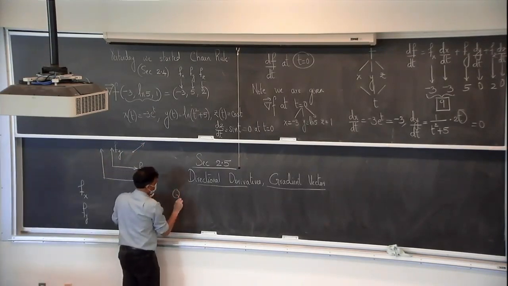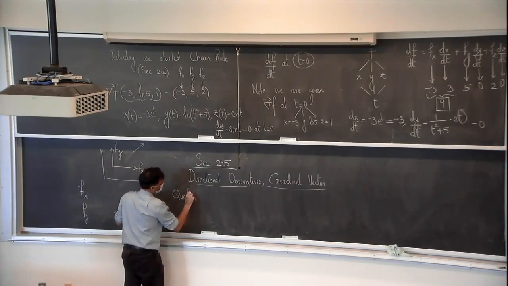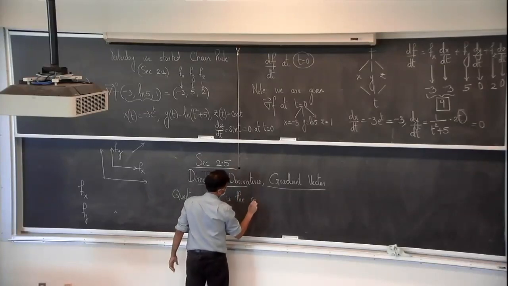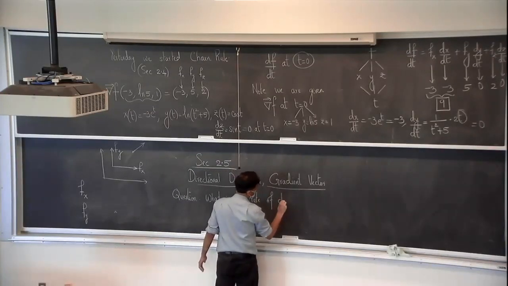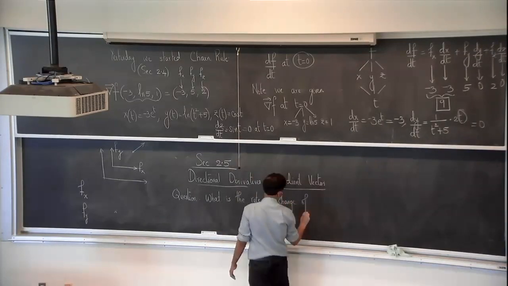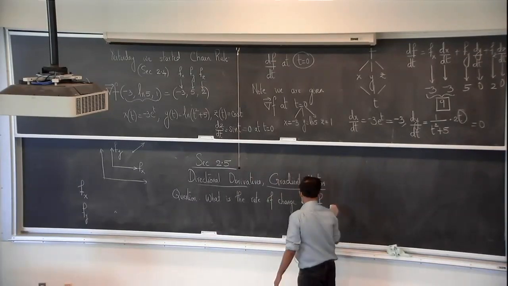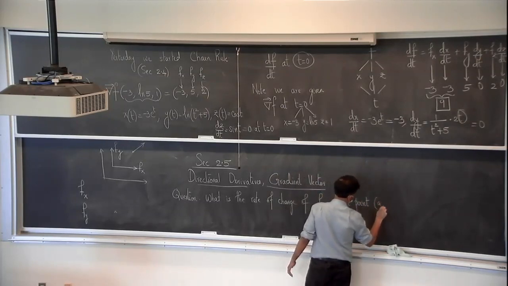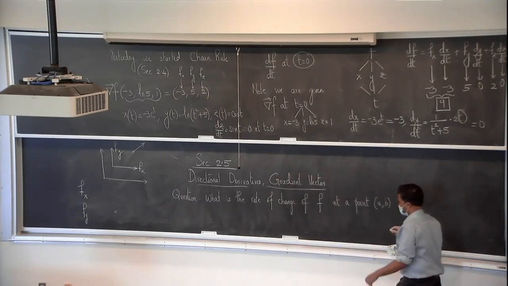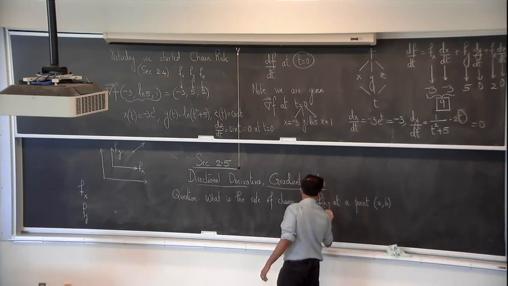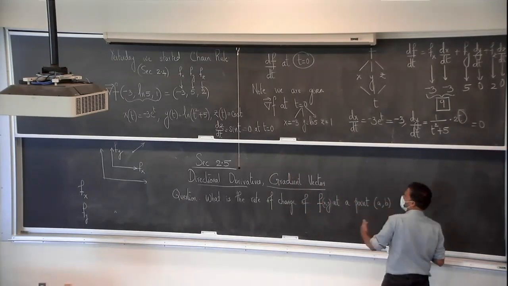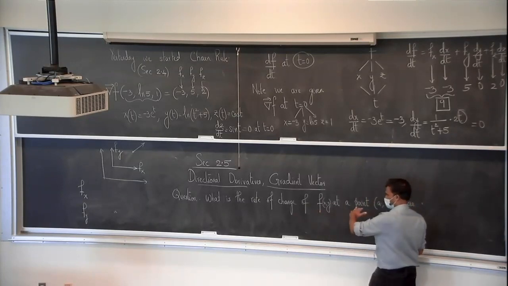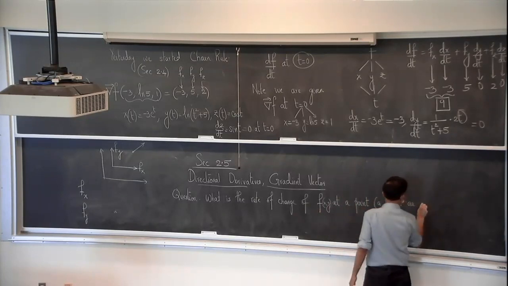So the question is, what is the rate of change of f, say f of xy, at a point AB in an arbitrary direction, which is not parallel to the x-axis or to the y-axis?